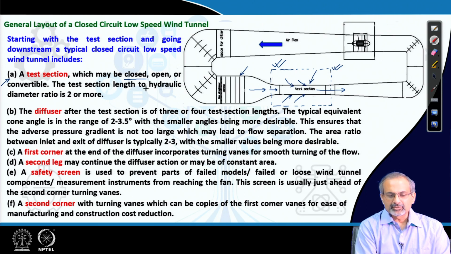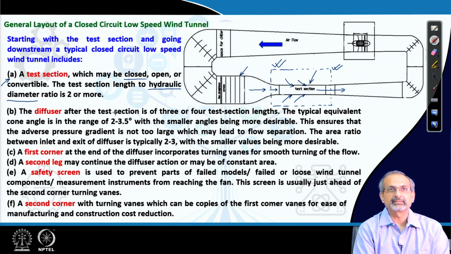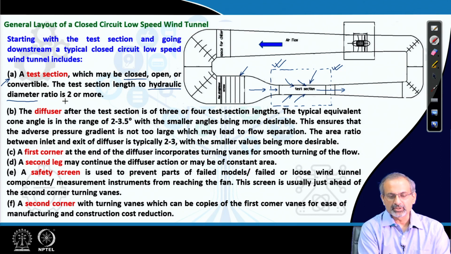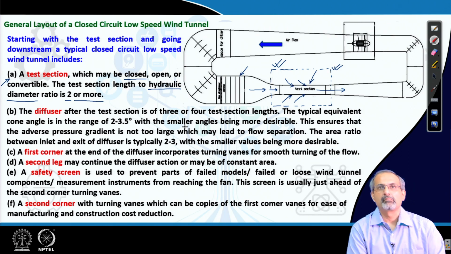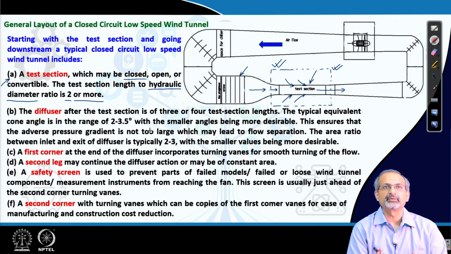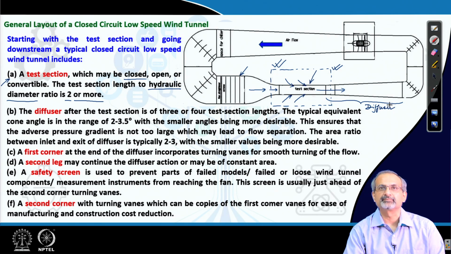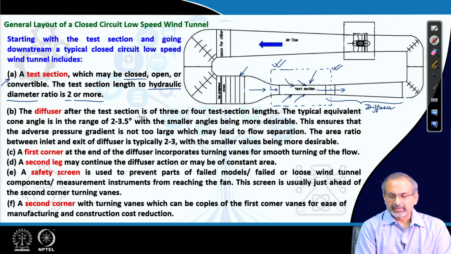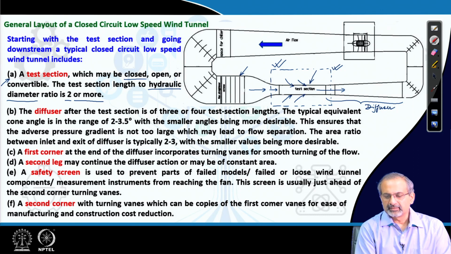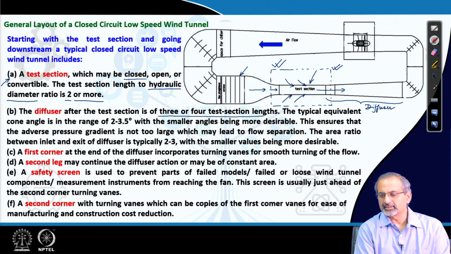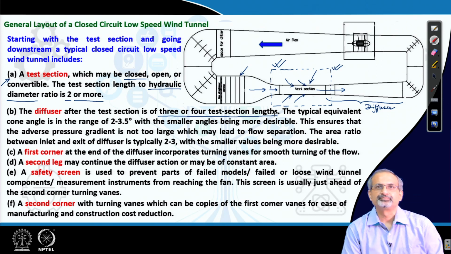The ratio of test section length to hydraulic diameter, which becomes important if you have a non-circular test section, is 2 or more. That essentially defines the length to diameter ratio of typical test sections. After you cross the test section, you move into the diffuser region, which is just downstream of the test section. And by thumb rule, the length is 3 or 4 times the test section length. It is just a thumb rule.